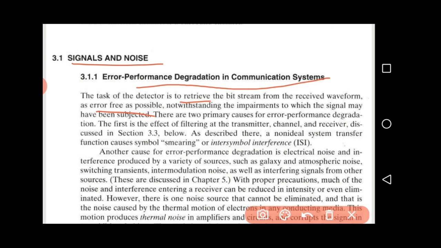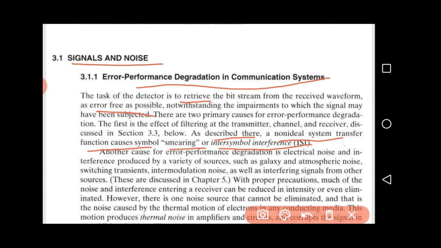Notwithstanding the impairments to which the signal may have been subjected, there are two primary causes for error performance degradation. The first is the effect of filtering at the transmitter, channel and receiver, which is called a non-ideal system transfer function. It causes symbol smearing, or inter-symbol interference, ISI. This we have already discussed in my earlier videos.